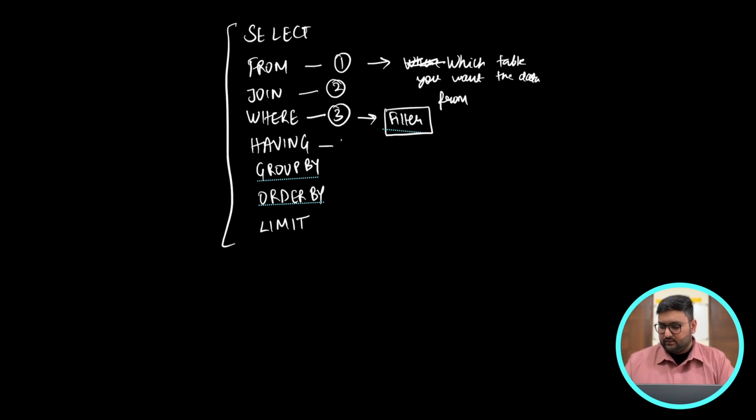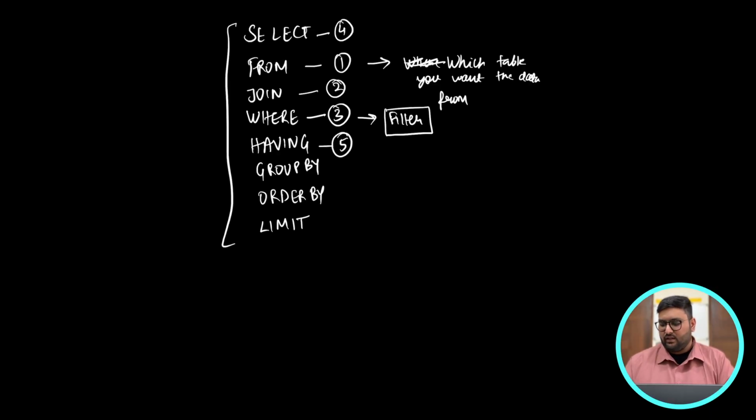Then comes select. The select statement tells the system which columns, or if any aggregations, are required on the dataset that you want. This is the main part where you define what structure you want the data in, what columns you want to see, and if there are any logics you want with these columns.